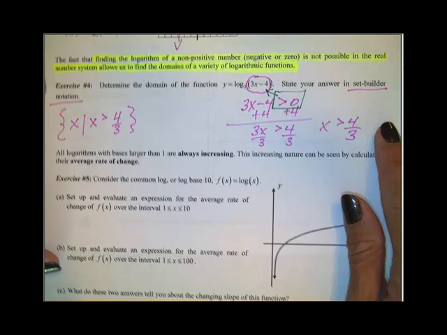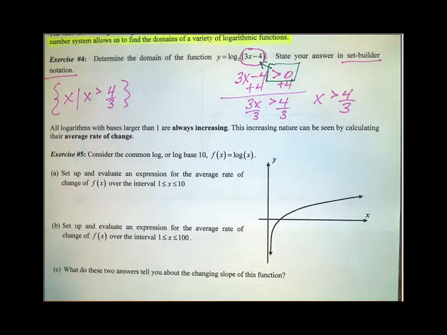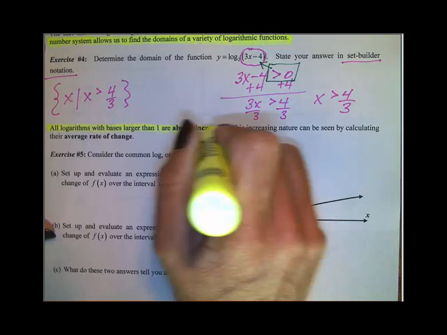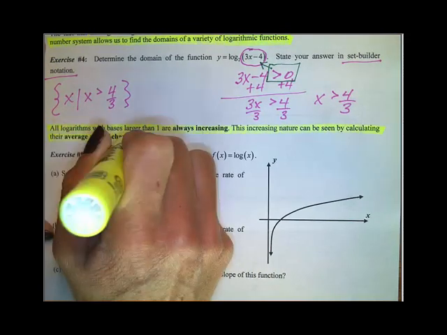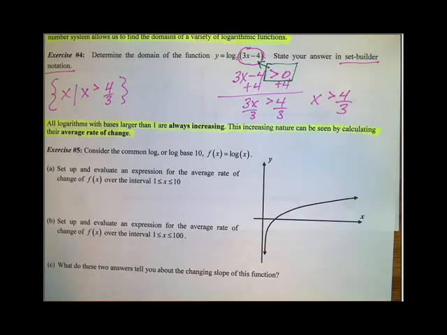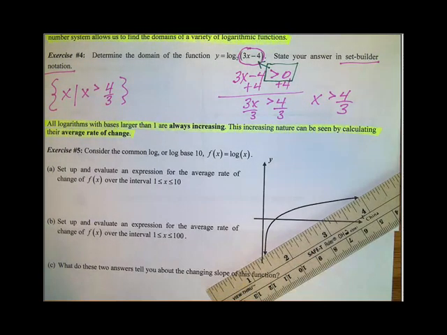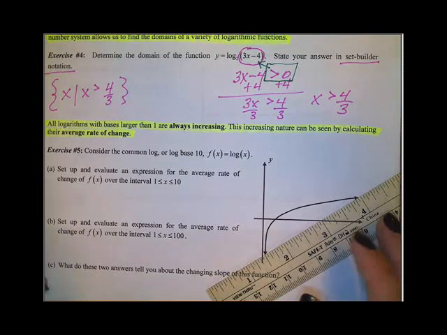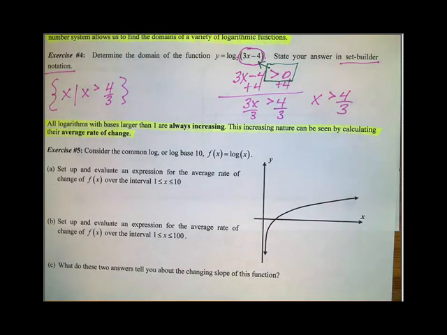So let's look at our last example. All logarithms with base larger than 1 are always increasing. The increasing nature can be seen by calculating their average rate of change. And that's what we've done all year so far. We've talked about the average rate of change. I like my ruler, and if I went from arrow to arrow, I would see that that is an increasing or a positive average rate of change. If I took those 2 points where the arrows are and made a line, I would see that's a positive slope. All right?